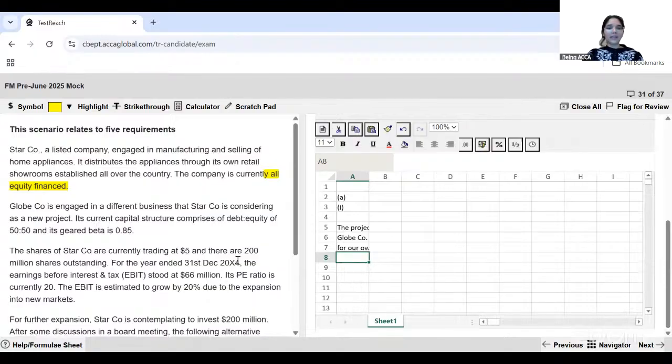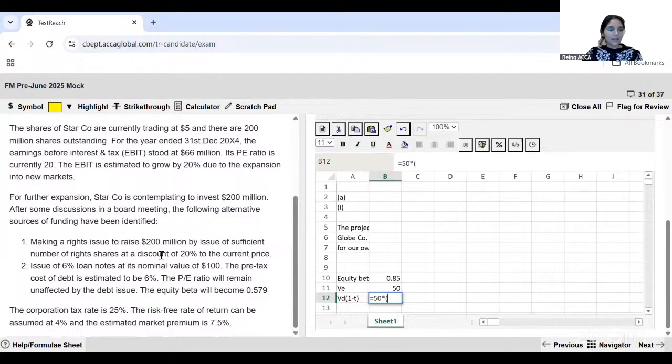So we know that the geared beta, the equity beta, is given to us as 0.85. How do we ungear it? We multiply this by the value of equity divided by value of equity plus value of debt into 1 minus t. So to make our life with brackets easier, we can calculate VE and VD(1 minus t) separately. 50 times 1 minus the tax rate. The tax rate was given to us, I think, as 25%. Yes. So 1 minus 25%. This is what we take up for VD.